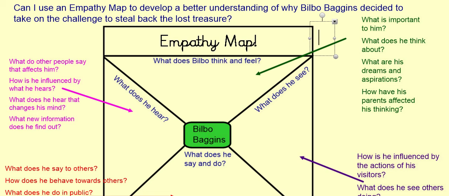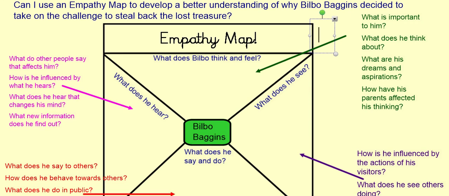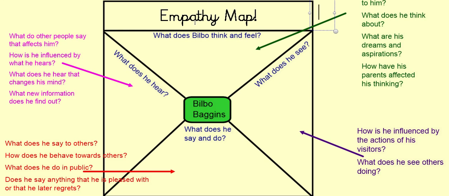And before we start doing each section, I want us to draw out our empathy map. So at the top we have a section, and in that section is our title, which is empathy map. And then you need to put Bilbo Baggins in the middle of your box and split it into 4 sections. 1, 2, 3, 4. So if you haven't done that yet, can you please pause the video and copy down your empathy map?